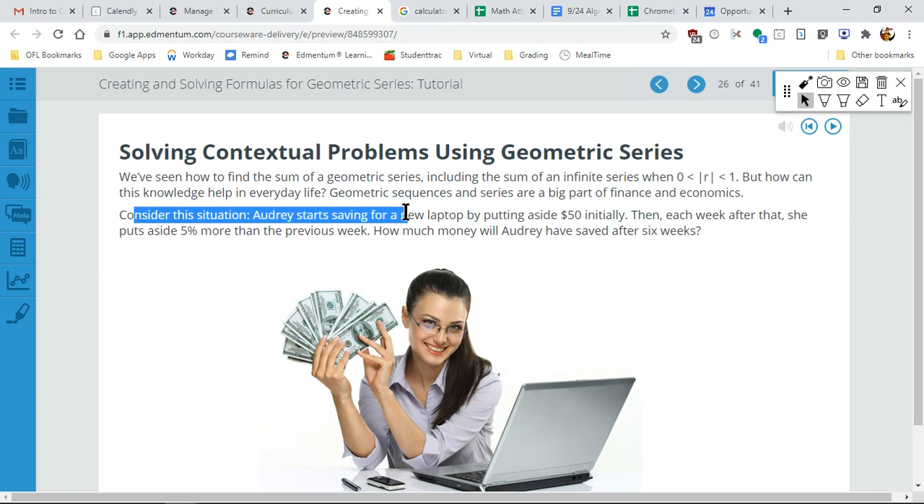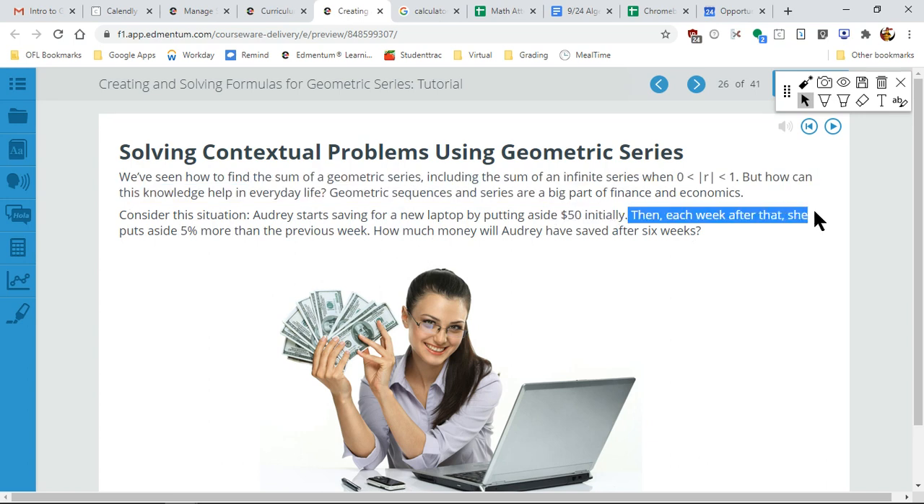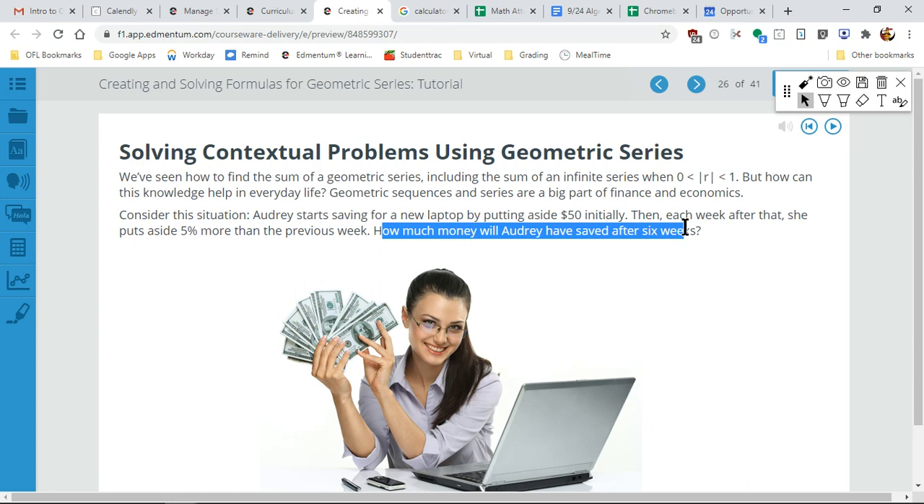So let's consider, Audrey is saving money for a new laptop. Okay, so she has $50. Then each week she puts aside 5% more than she did the previous week. So, in other words, she keeps putting more money, 5% more than what she did the previous week. How much money will Audrey have saved after 6 weeks?